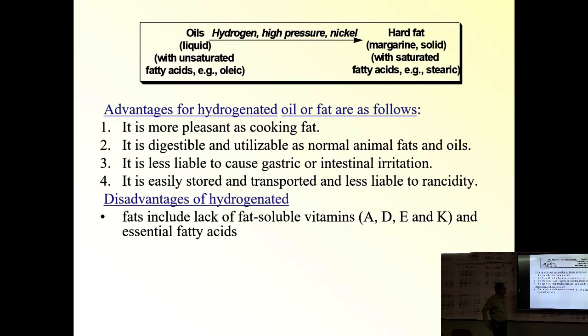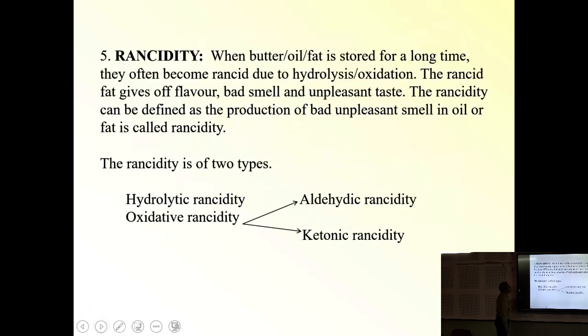So disadvantages are also there, because most of the fat soluble vitamins A, D, E, K are lacking. Hydrogenated fat lacks fat soluble vitamins and essential fatty acids. These are the disadvantages and advantages of hydrogenated oil. Now rancidity. This topic you have to understand very well. Why? Rancid means bad odor.